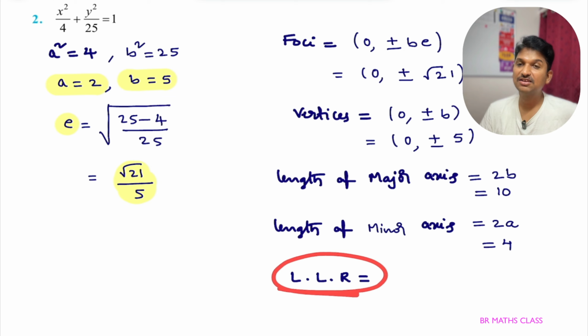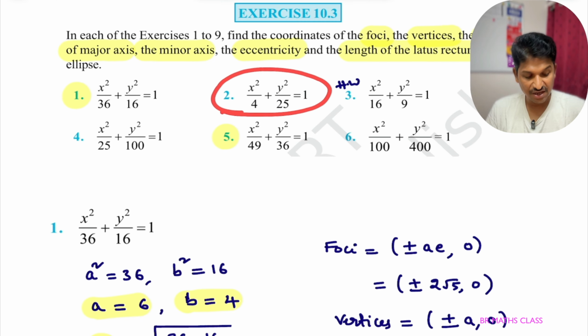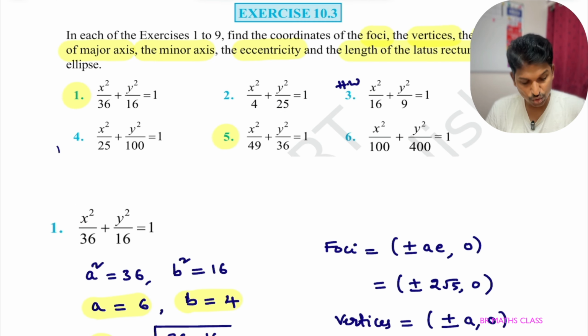Length of latus rectum: as it is the second type of ellipse, the length of latus rectum formula is 2a square by b. First type means 2b square by a, right? This formula is 2a square divided by b. As a square is 4, 2 into 4, 8 divided by b, which is 5. So the length of latus rectum is 8 divided by 5. Now we completed this second question. I want you to try this fourth question on your own.